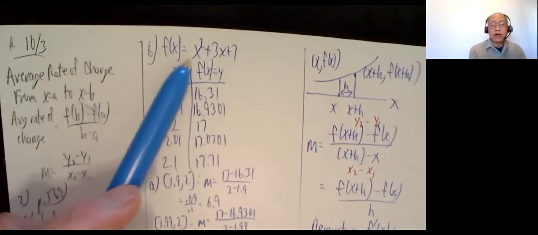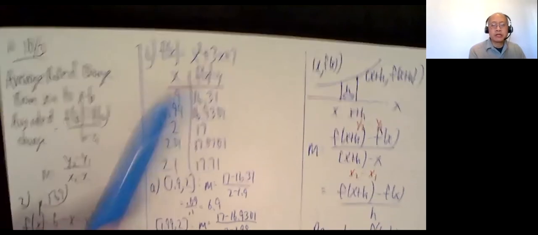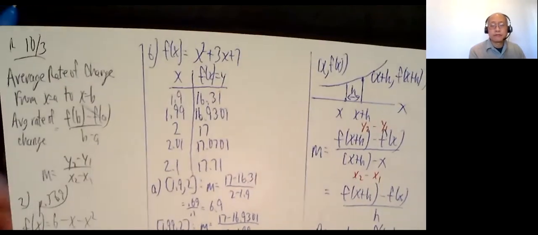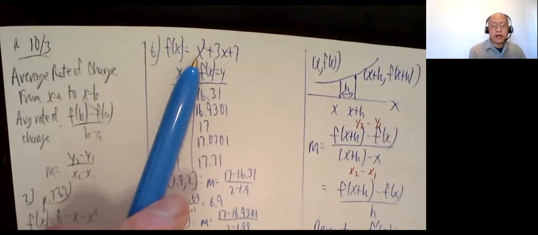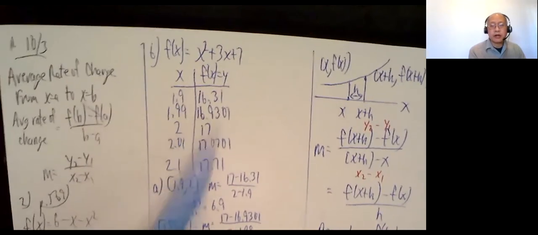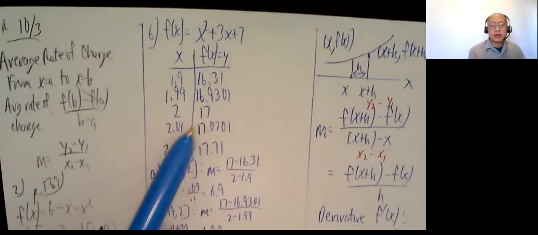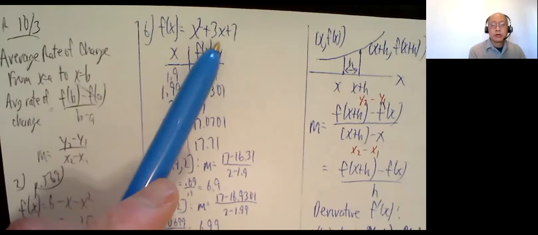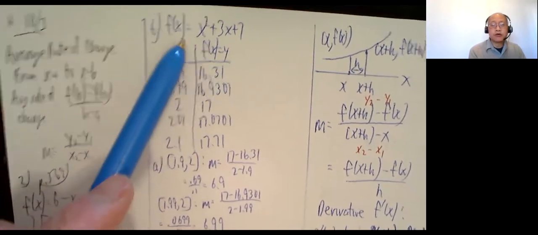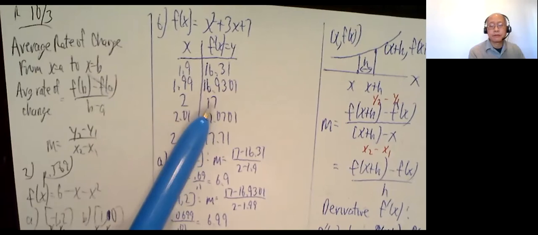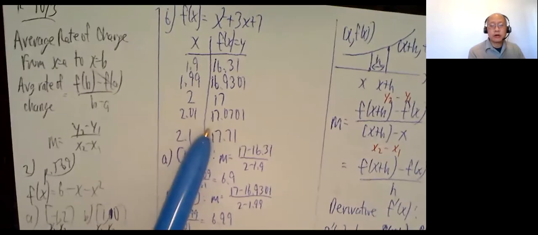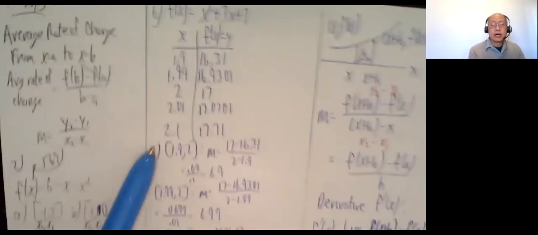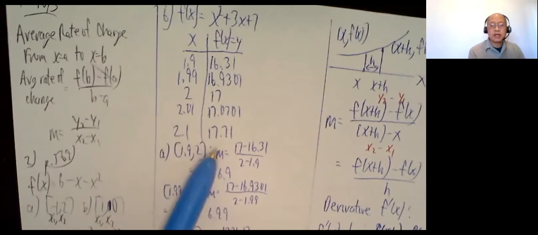I plug in 1.9, right? 1.9 squared plus 3 times 1.9 plus 7 comes out to be 16.31. You can take my word for it or try it yourself. Plug 1.99 in, 16.9301. 2 gives me 17. I can do that. 2 squared is 4, 3 times 2 is 6, so 4 plus 6 is 10 plus 7 is 17. Plug in 2.01, 17.0701. And 2.1, plug it in, 17.71.